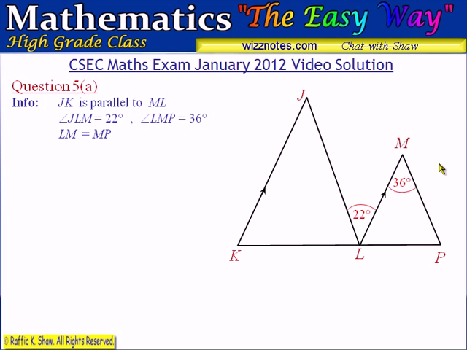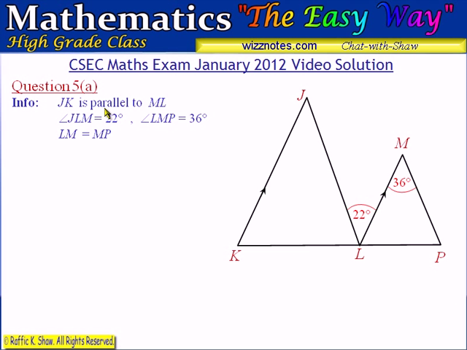Welcome now to question 5, part A, CSEC Math Exam January 2012 video solution. Now question 5A gave us this diagram and it said that there are two triangles, JKL and MLP. KLP is a straight line, so the two triangles are side by side and that's on a straight line.